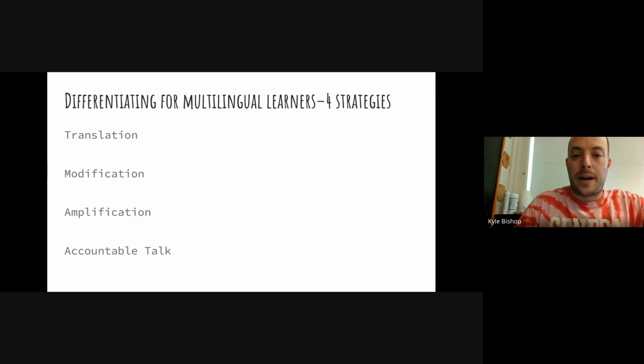So I have 4 strategies that I'm going to go through here for differentiating instruction for multilingual learners. One of them is translation. The second one is modification. Then we get into amplification, and then a strategy called accountable talk.